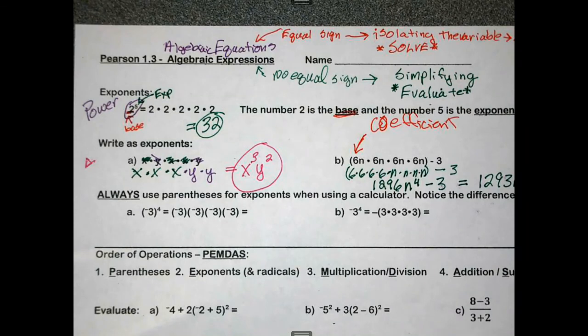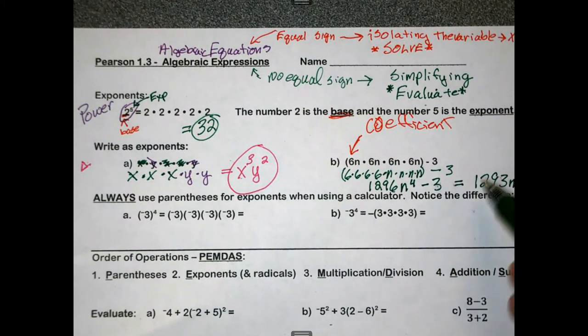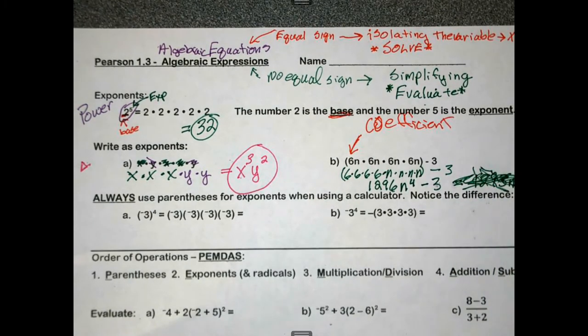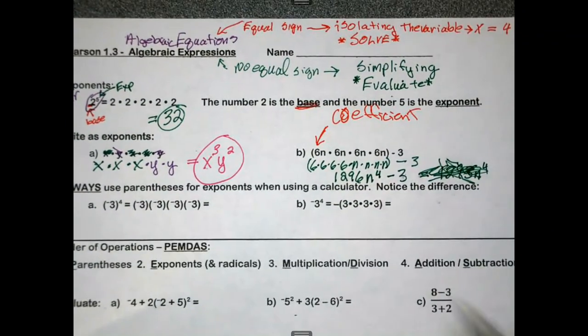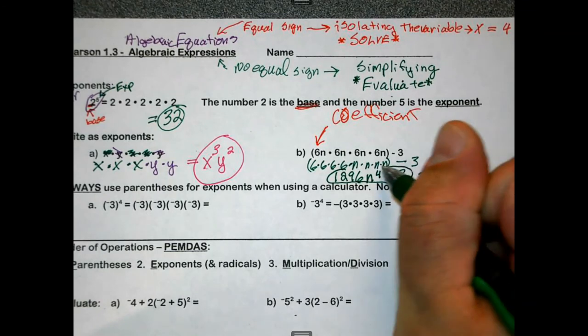No. Why, Sierra? Correct. They're unlike terms, right? If this was 3n to the 4th, I could do it. This is a no-no. Please don't do that like I did. This is my answer. This is simplified. I cannot go any farther.